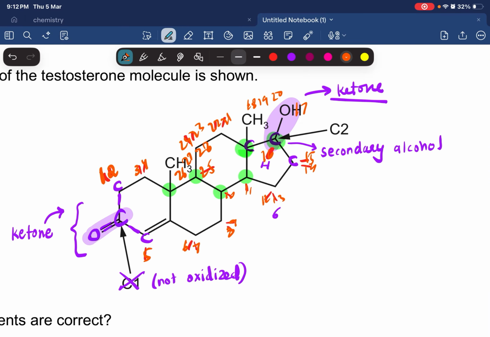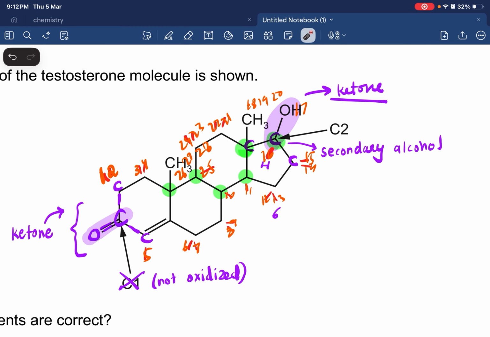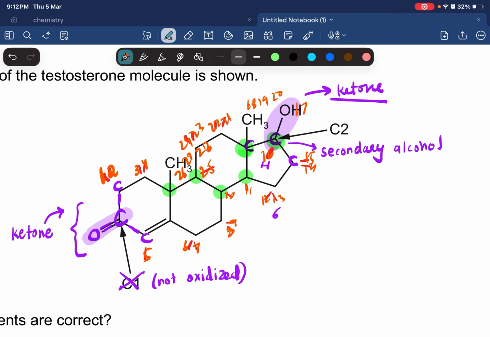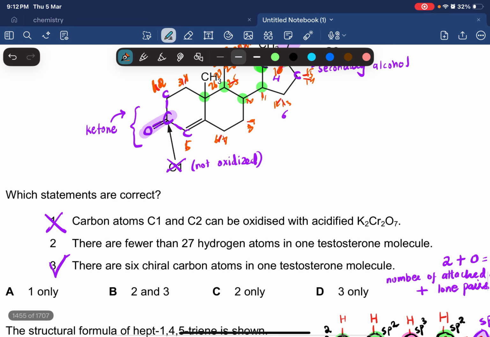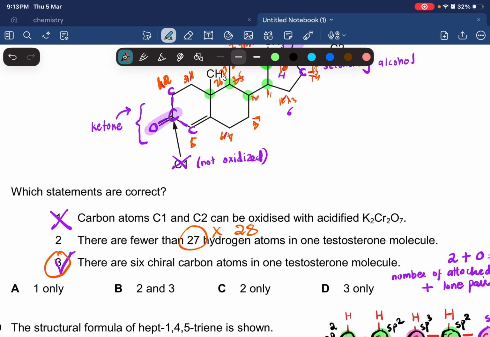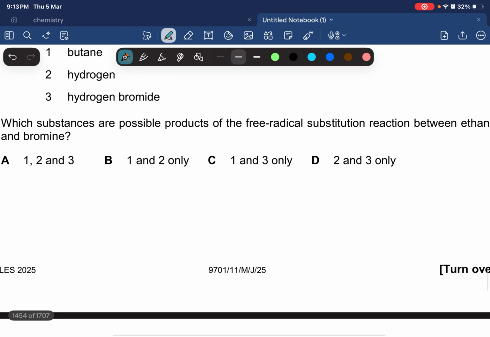So I counted all the hydrogen atoms. It took a while. I was missing some. Now my total count is 28. 28 is the total number of hydrogen atoms according to my count. So are they fewer than 27? No, they're not fewer than 27. They're more than 27. They're 28 hydrogen atoms according to what I've counted. So according to that, only option 3 makes sense. So this is going to be the answer.